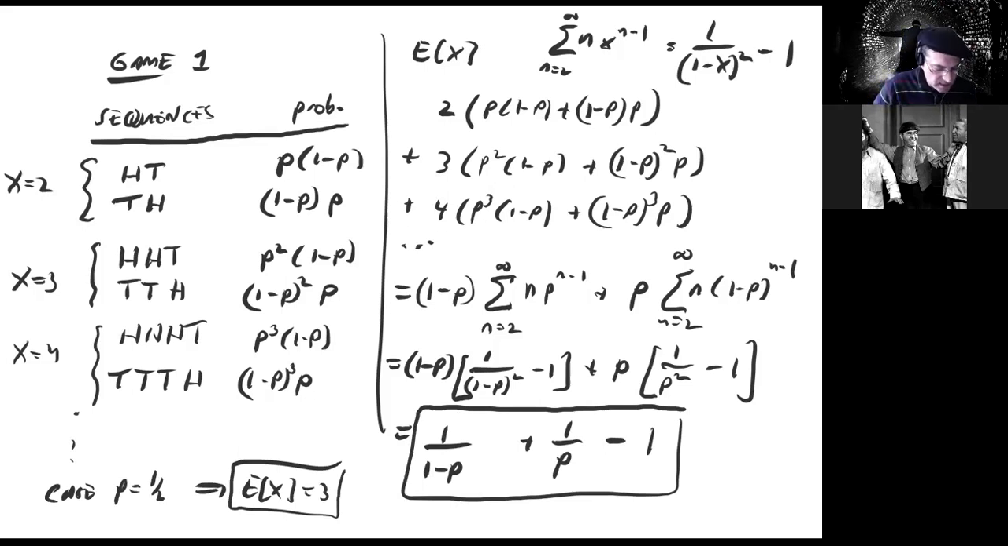Okay, so that's game number 1. We've computed the expected value of game 1. So I'm going to move on to the expected value of game 2. So the expected value of game 2 can be computed as follows.